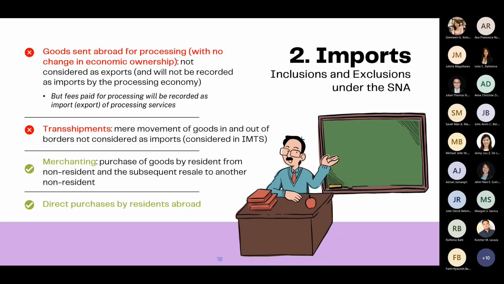Okay, and finally, a special category within imports is the further adjustment to take into account direct purchases by residents abroad, either for business purposes or for leisure. So there are actually different treatments for these kinds of travelers. So we have the business travelers, and we have travelers for leisure or for pleasure.